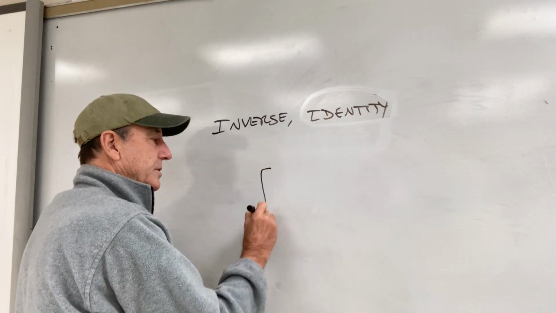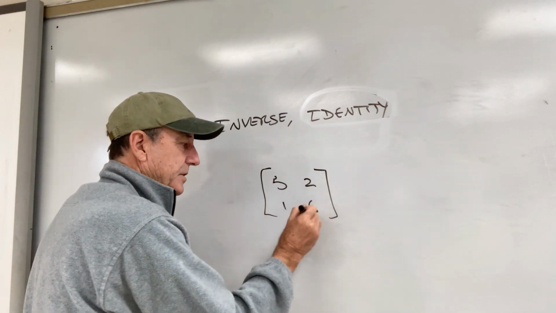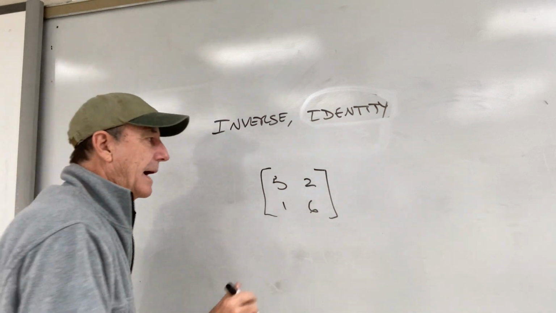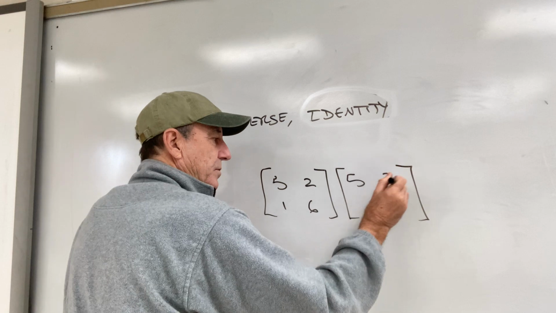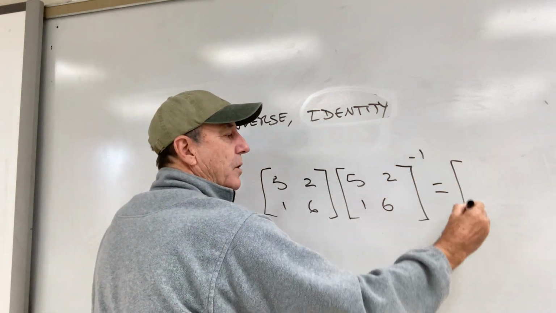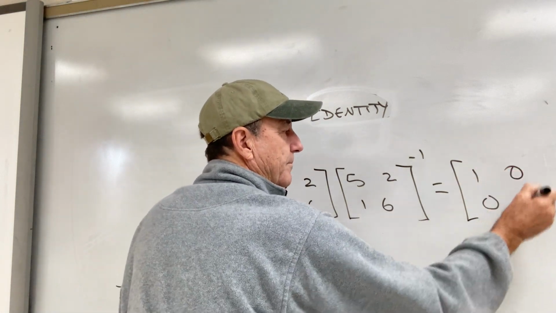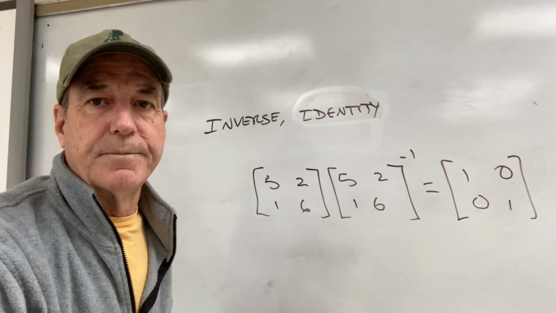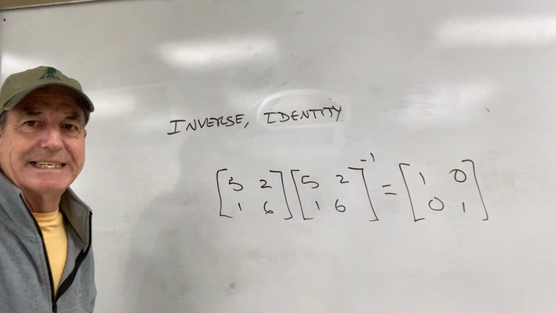If we have a matrix, again, let's just pick 5, 2, 1, 6. There will be an inverse here, (5, 2, 1, 6) inverse, so that when we multiply these together, we get the identity matrix. And again, the identity matrix 1, 0, 0, 1. Okay, so that's what we're going to be shooting for. Now, how do you find this? How do you find this inverse matrix?